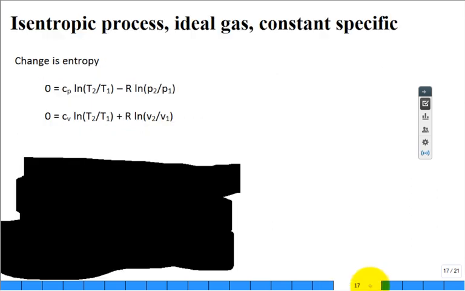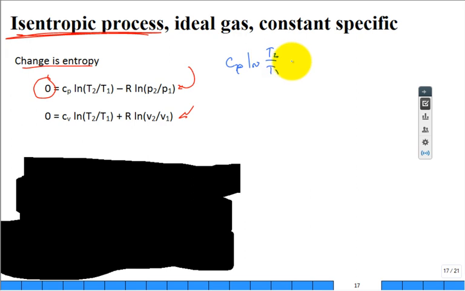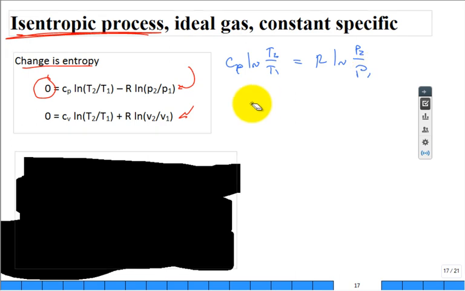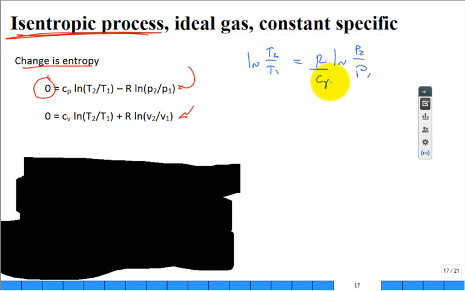Now, we need to have some processes which were isentropic. What does that mean? They had no change in entropy. So for an isentropic process, we use this equation or that equation, and S2 minus S1 is 0. I can rewrite this equation as C sub P natural log T2 over T1 equal to R natural log of P2 over P1. True? I could then do this. I could put it like this.